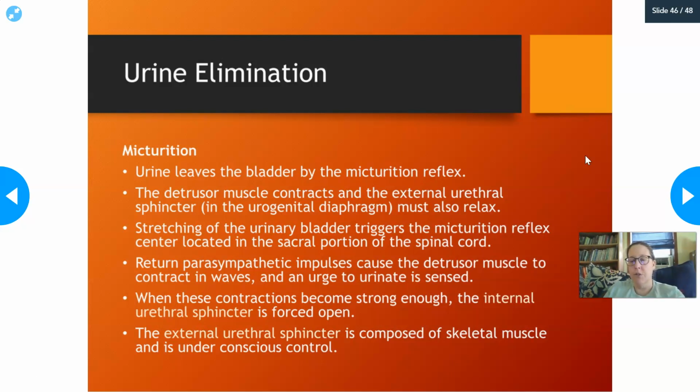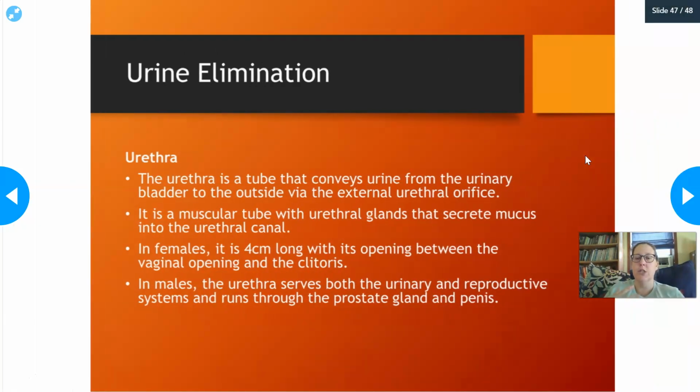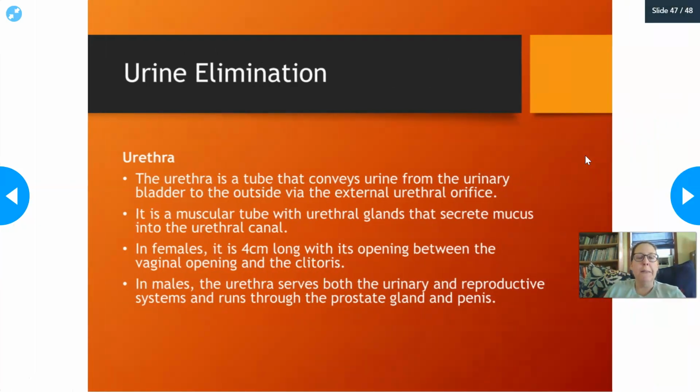And so if it's really full and you get those impulses, that internal sphincter will be forced open, and then you can hold it with your external urethral sphincter until you're sitting on the potty. And that's conscious control. And when you're sitting, then your brain tells your bladder, okay, you can go pee, and it relaxes. Okay. And so learning to control this external urethral sphincter is what potty training is all about, getting the kids to recognize that sensation and know what to do afterwards.